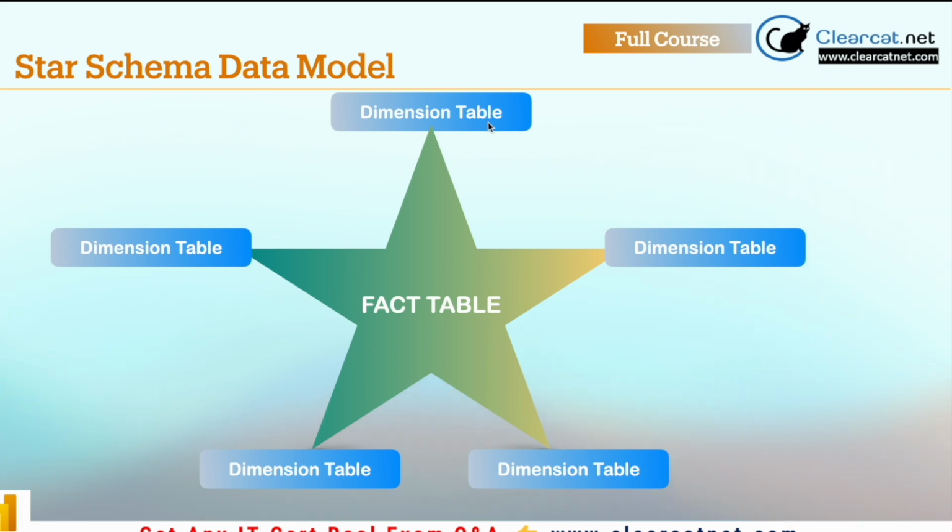The dimensional table contains the deep detail about your entities, like maybe a customer table, a product table. So in the customer table you will get everything about the customer, but in the fact table you will get only the ID of your customer, not the entire detail. But yes, if you want to fetch the record with the help of the customer ID, you will get everything related to that particular customer, like contact number, age, date of birth, location, etc. So this is the main concept behind the star schema data model.